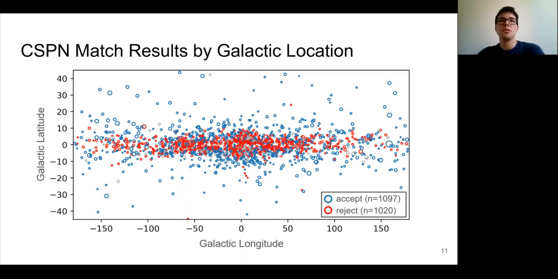It's much more difficult in the galactic plane, in the bulge, where extinction is a lot higher, and also the density of stars is much higher.